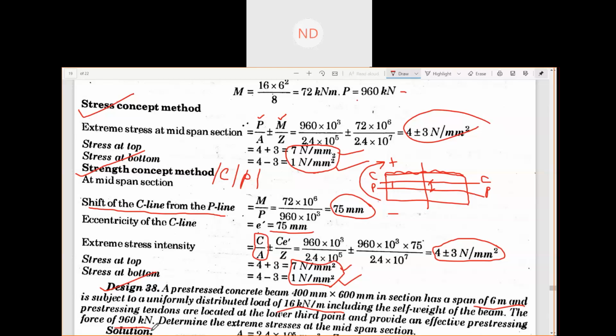So we know when we have a lower third point, that means your eccentricity is given to you. If this is your beam, suppose this is your CG, so your tendon is located at the lower third point. Let me erase this.